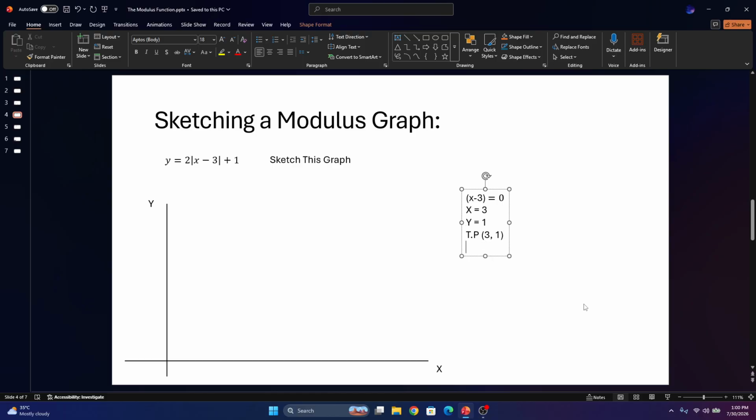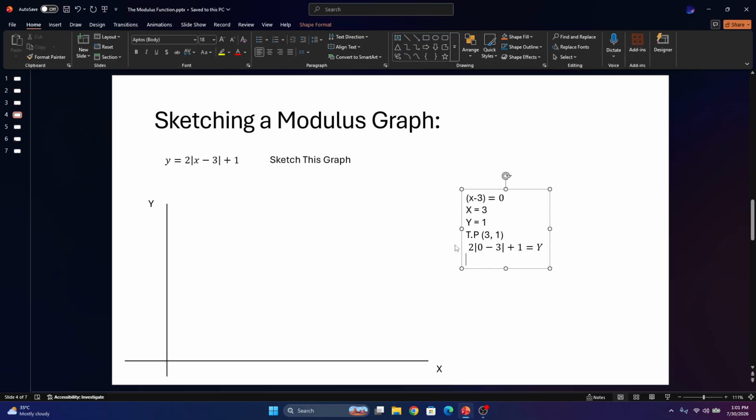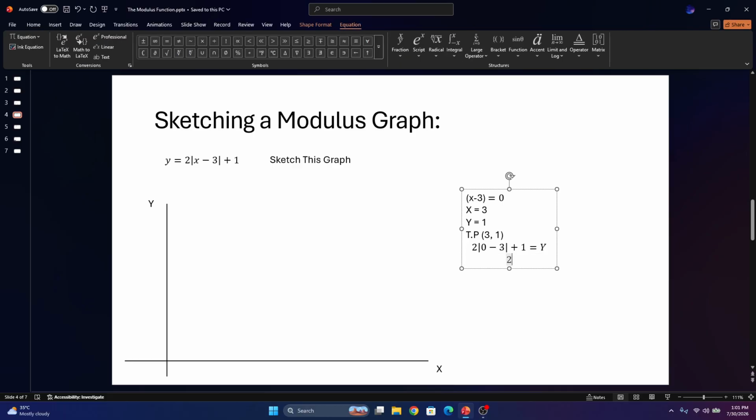Another thing that we need to completely sketch this graph is the coordinate of the y-intercept. Basically the y value of the y-intercept, basically the point at which the graph is going to cut the y-axis. And for that, we are just going to put this x right here equal to 0. So we're just going to do 2 times the modulus of 0 minus 3, modulus close, plus 1. And this is going to be our y-intercept. So next we're just going to solve it. So 2 times the modulus of -3, plus 1, and this is going to be y.